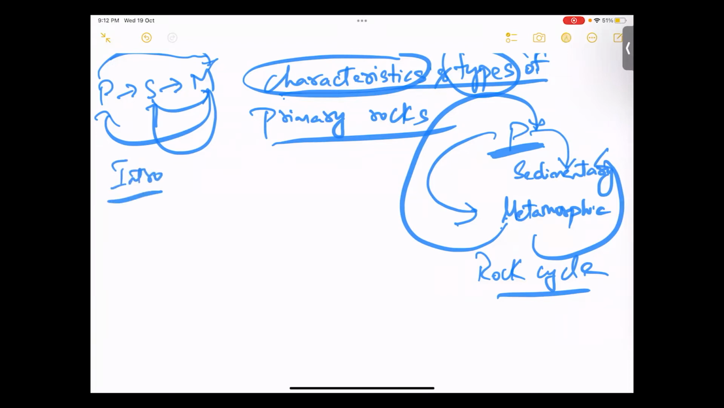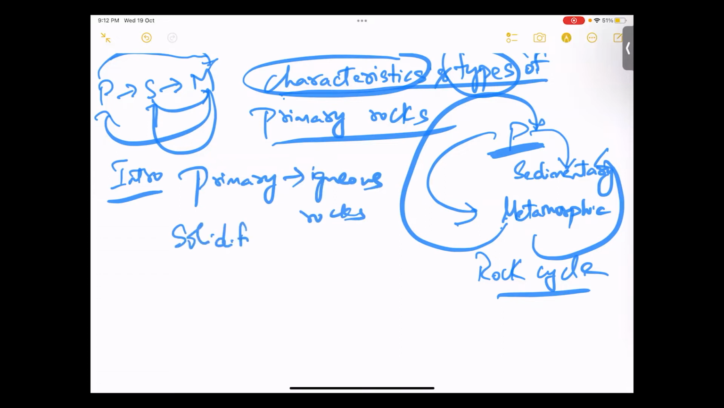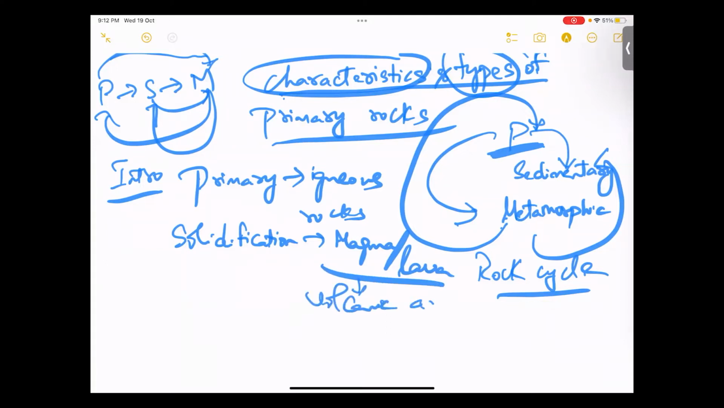What is the other name for primary rocks? Primary rocks are also called igneous rocks. Why? Because they are formed due to solidification of magma or lava. Basically, magma or lava are related to volcanic activity. So this can be your introduction.